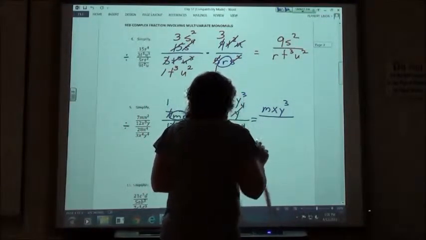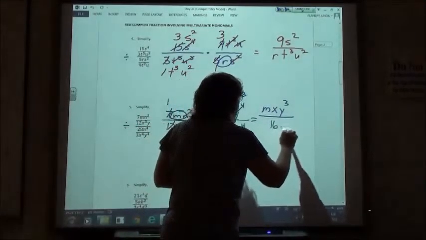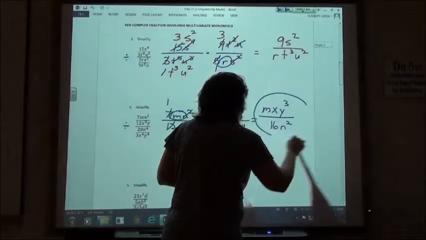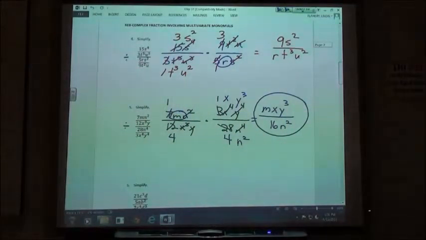And on the bottom, we're going to have... Oh. Wait, 16. 16n squared. So we get mxy cubed over 16n squared. And the m can be on the end if you put it on the end. It doesn't matter, the order.